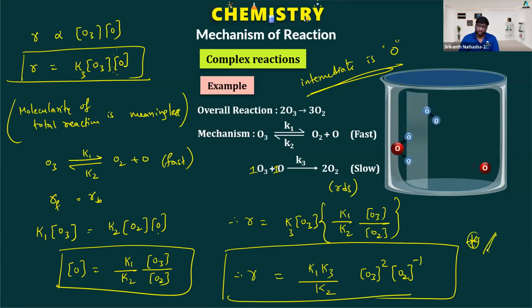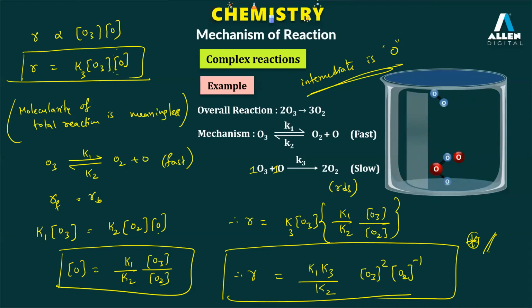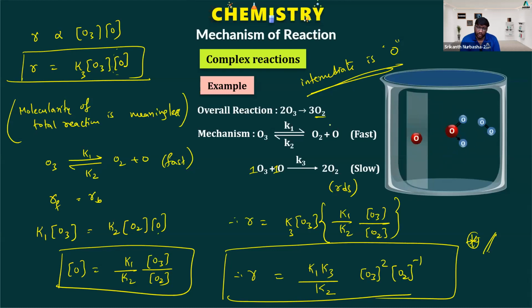Understood or not? So in the rate expression, we also have concentration of product, right? O2 is a product. We also have the concentration of product in the rate expression. O3 is the reactant. We have concentration of reactant. So in the complex reaction, to eliminate the concentration of the intermediate, we have to assume the fast step to be in equilibrium. Once you have assumed the fast step in equilibrium, you may end up with the concentration of product in the rate expression also. Right.